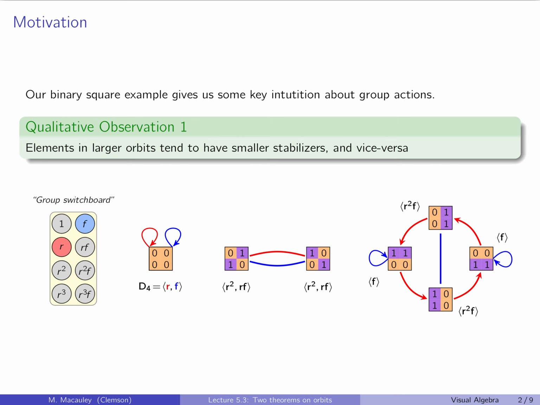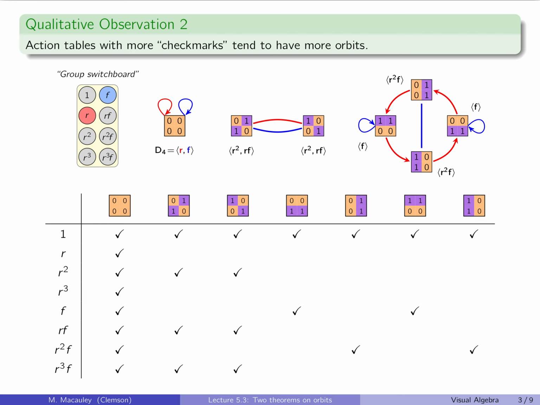Our second qualitative observation is that the more check marks an action table has, the more orbits the action tends to have. And remember that in an action table, we put the group elements along the columns and the set elements along the rows, and there's a check mark in the GS entry if pressing the G button fixes the S state. So if an action table has a lot of check marks, that means if we start at a random element, there's a larger probability that pressing a button is going to just fix it.